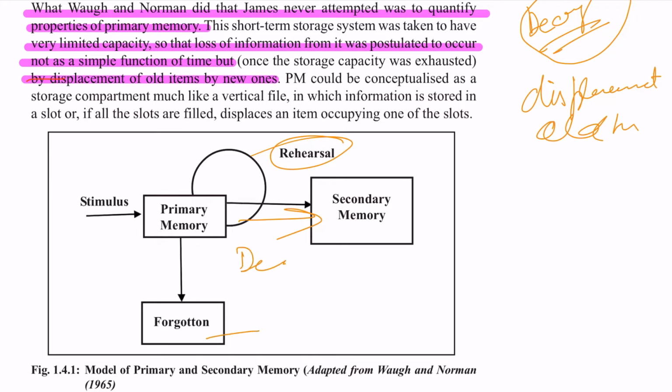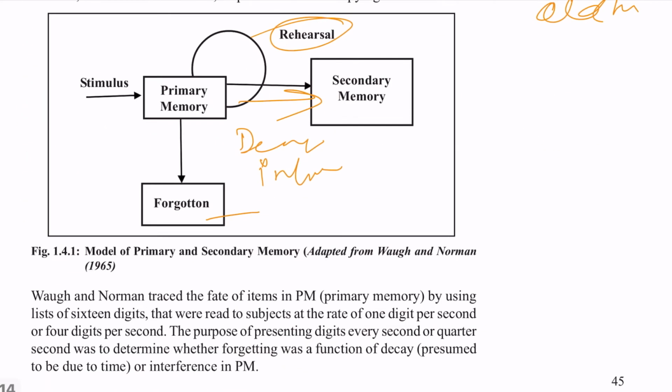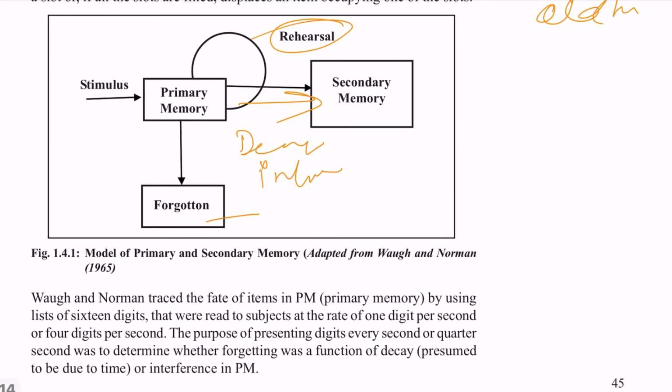So one is decay, another is interference, you can say. Interference means when there is some new information, older information goes out and we forget. So that kind of thing happens. So now we'll talk about their experiment, what they did.